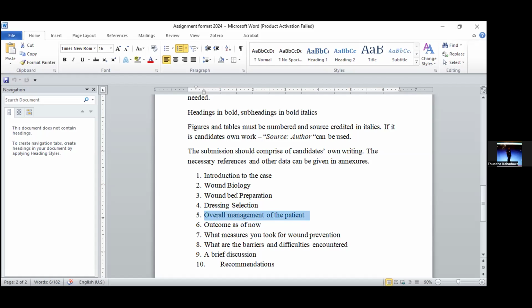Or you can state that you took the case from someone from a surgical ward or something. Don't go into specific details about whose patients and all that. Then you can have a sort of a discussion in your assignment. That the overall management is such, but this is what happened, and then the outcome is now. So wound prevention, these are the things that should have been done.